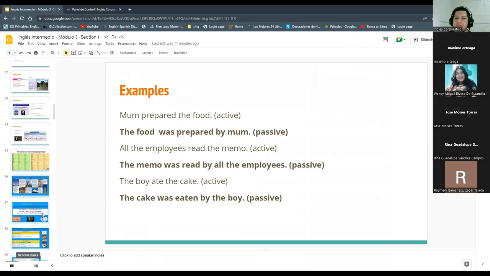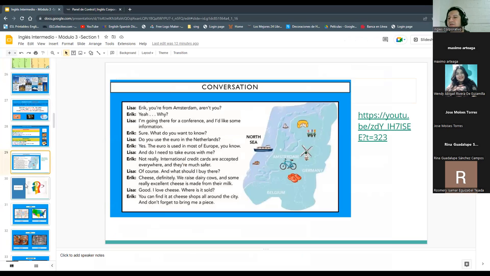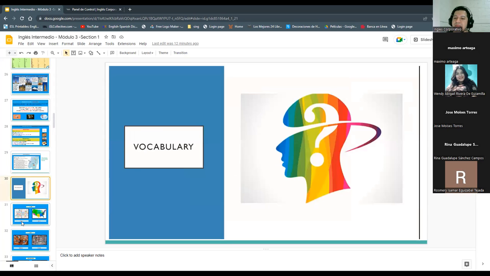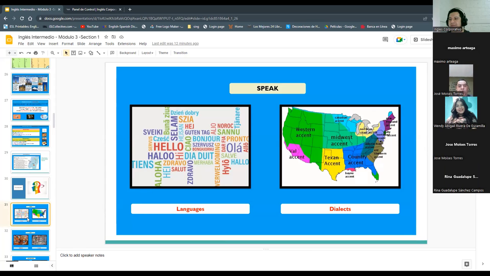Let's see here. So before beginning, we are going to check yesterday's conversation, and also the vocabulary, right? So we finished with this yesterday, and we are going to just check some vocabulary that we were able to see or study yesterday. This will be the vocabulary. For example, speak, right? We can speak languages and dialects. Do you know what the difference is? What is the difference between a language and a dialect?